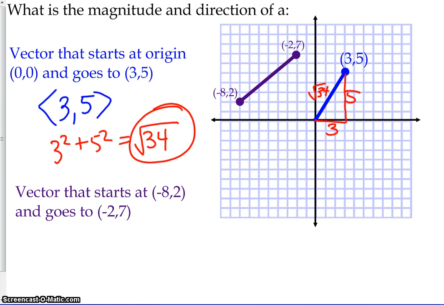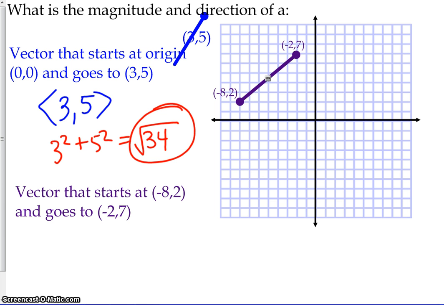Okay? So I'm going to get rid of that for now because I'm going to need that space. Now we're going to go to our second one. What happens when we have this distance here and it goes from negative 8, 2 to negative 2, 7?